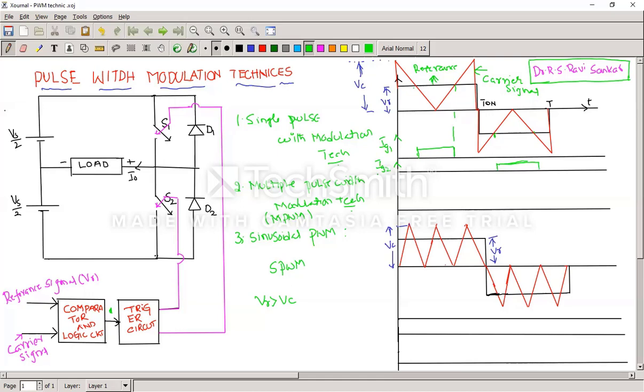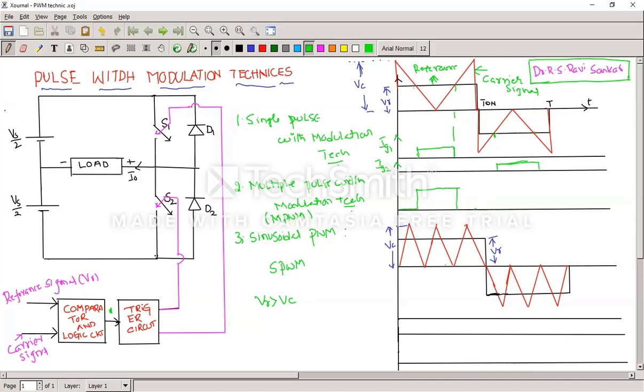From 0 to this point, the base voltage is 0, S1 is off, so the output voltage is 0. From this point to this, we apply the base voltage to S1, so the output voltage becomes Vs by 2. So what is the magnitude? Vs by 2, that we have to draw up to here.